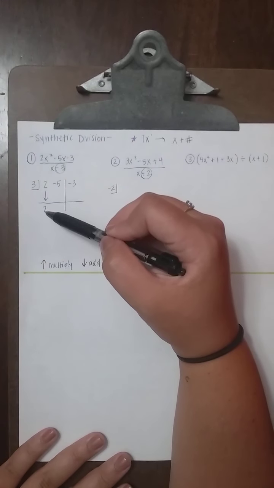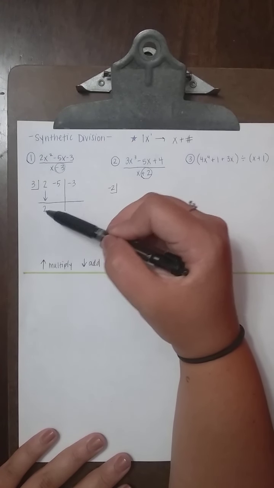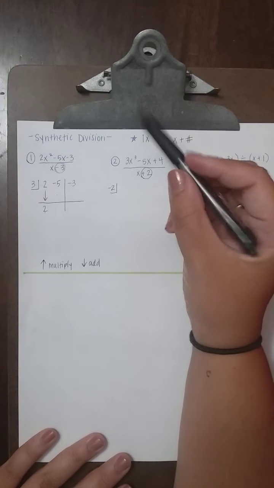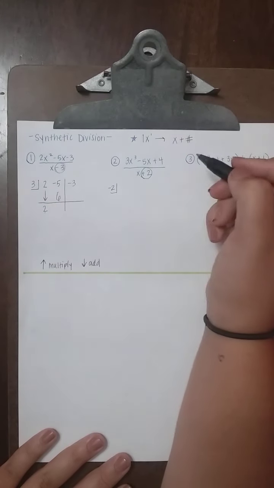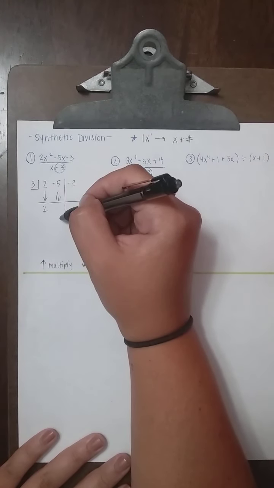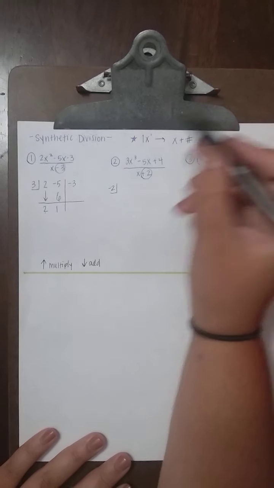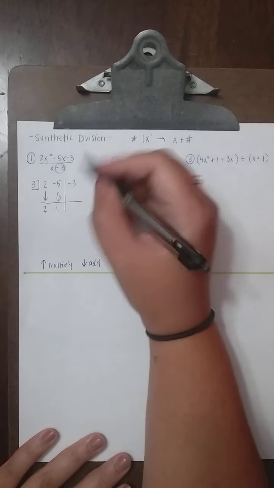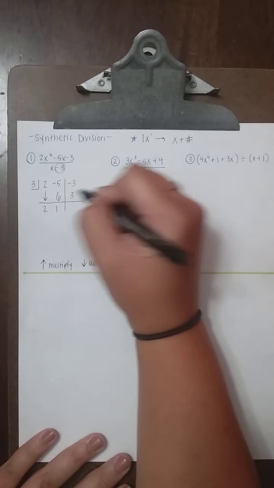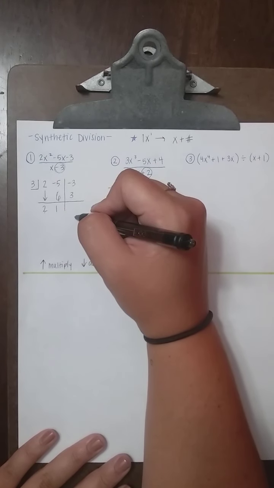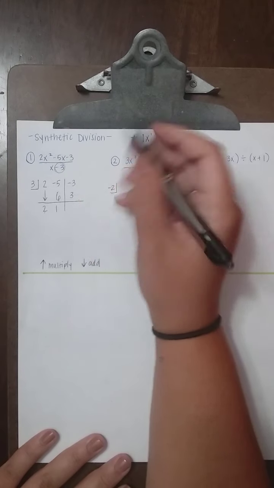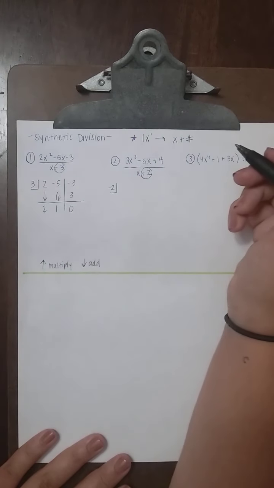So if I want to start down here and move up to here, I'm going to multiply. I'm going to do 2 times 3, which is 6. Then I'm going to move down by adding. Negative 5 plus 6 is a 1. All right, then I'm going to move up by multiplying. 1 times 3 is 3. And then I'm going to move down by adding. Negative 3 plus 3 is 0.